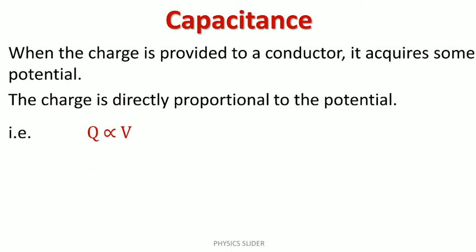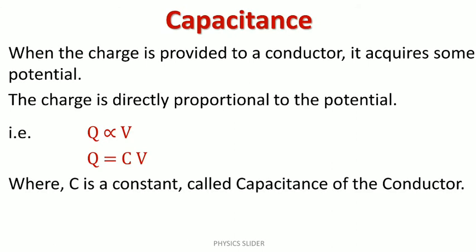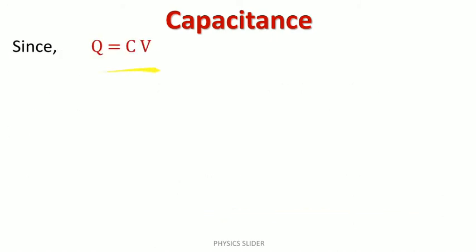Now, removing the sign of proportionality, we will take a constant, and here the constant is C. This C is called the capacitance of the conductor. Now, from the formula Q is equal to CV, we can take the value of C as C is equal to Q upon V. This is the basic expression for the capacitance. With the help of this expression, we will define capacitance.